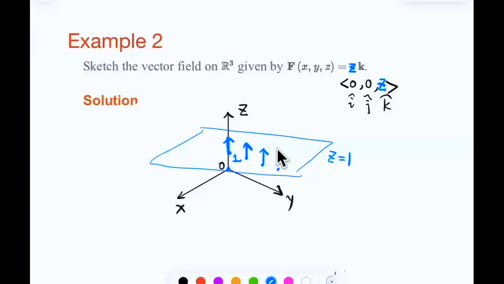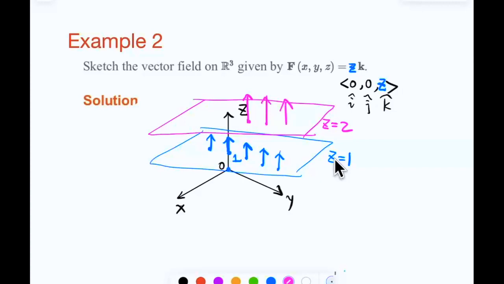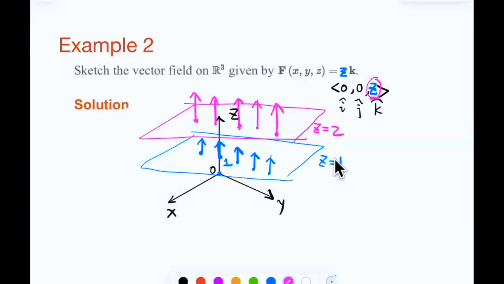Then all the vectors will be pointing upward and have magnitude 1, right? Then what about if you have a plane that has z equal to 2? How does the vector look? It's going to point upward 2 units, right? The magnitude is equal to the z component of the point. Since all of these points have the z component equal to 2, the magnitude will be 2.